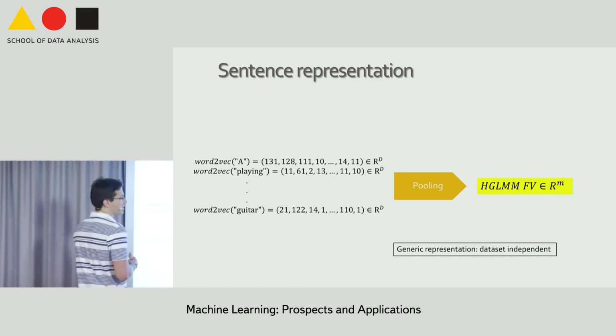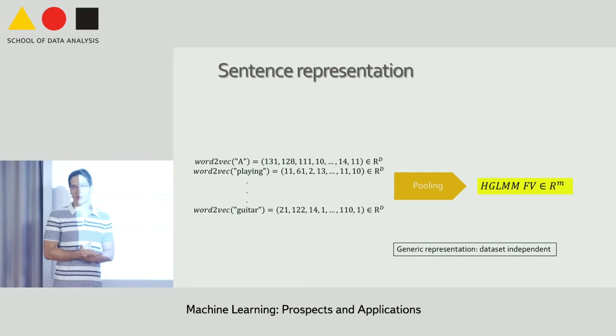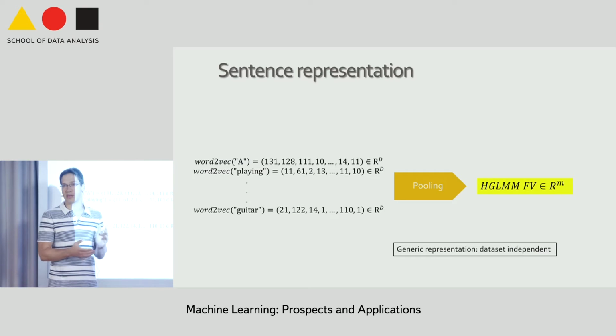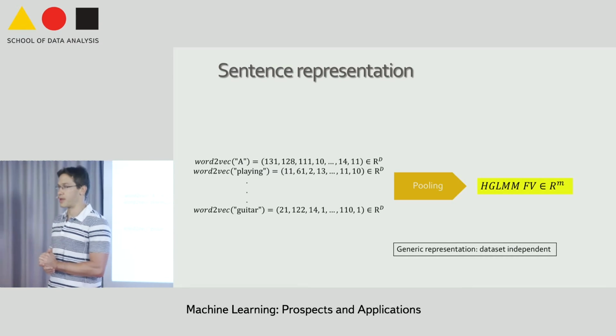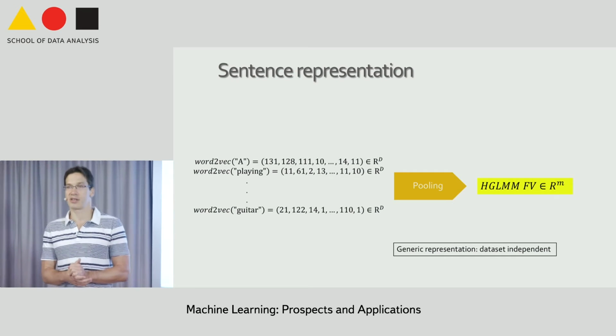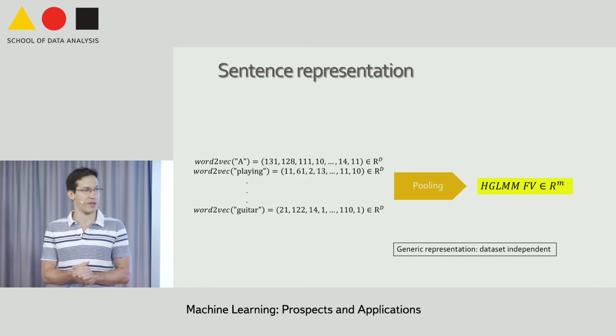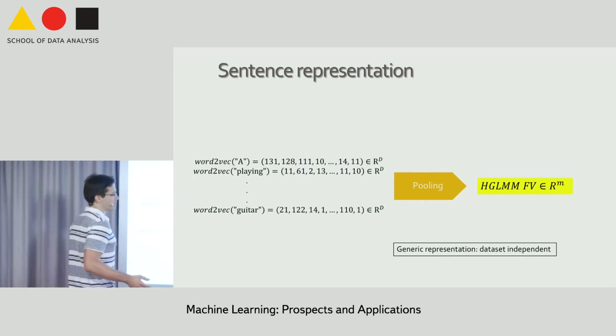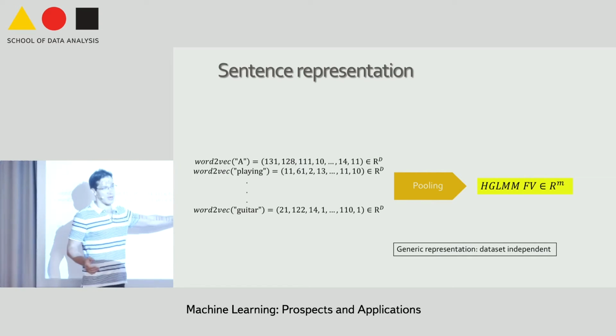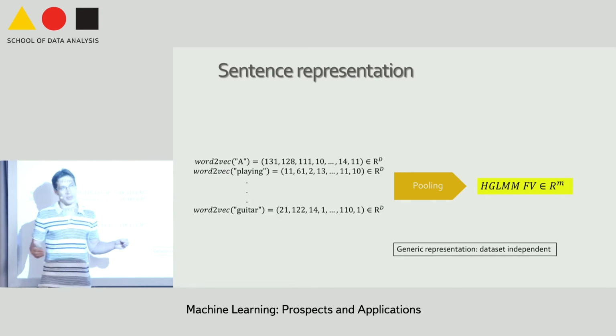This is being done in our system using something which we called hybrid Gaussian-Laplacian mixture model Fisher vector, which I'm going to describe next. This is a generic way to create a text representation. In any NLP task that we would like to approach, we can take the text, we can apply this hybrid Gaussian-Laplacian mixture model Fisher vector, and get a representation.